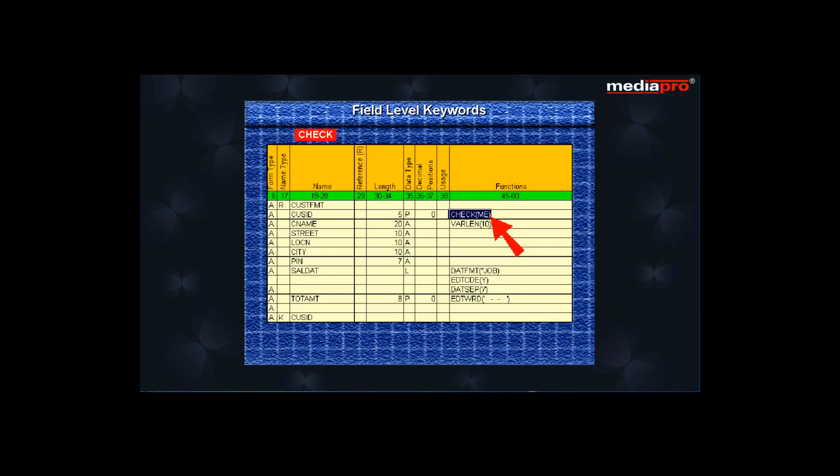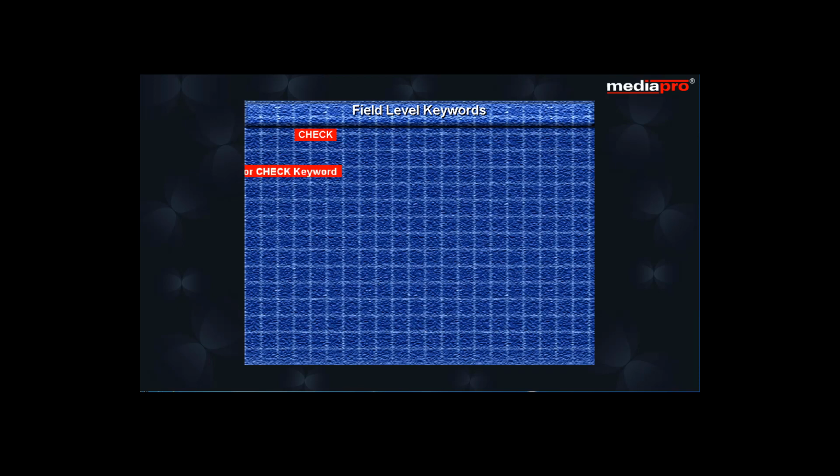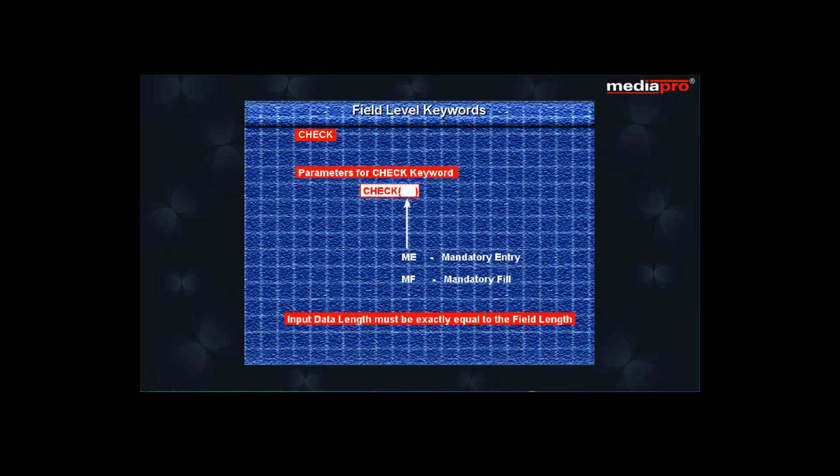The check keyword is used to check the validity of data that is entered into an input-capable field. It takes the following parameters: mandatory entry to specify that the user has to input some data into this field. Mandatory fill to specify that the data input into the field should have the same length as the length of the field itself. And allow blank indicates that the user may leave the field blank.